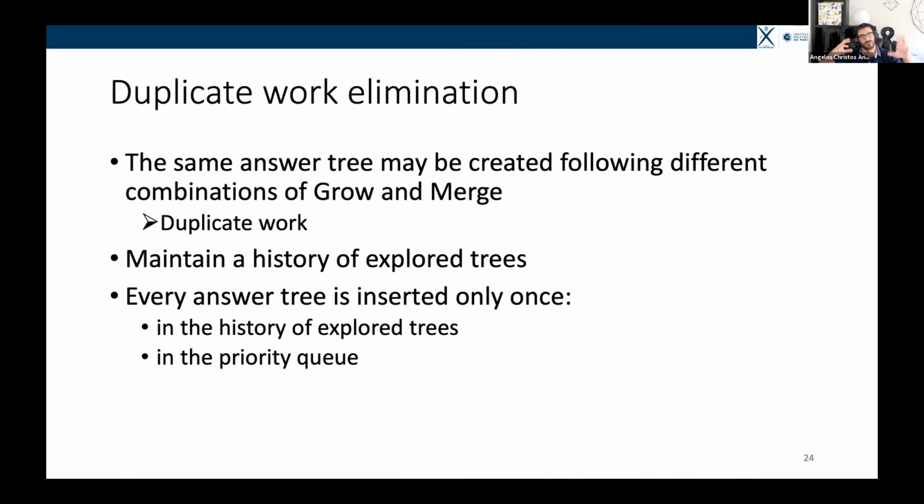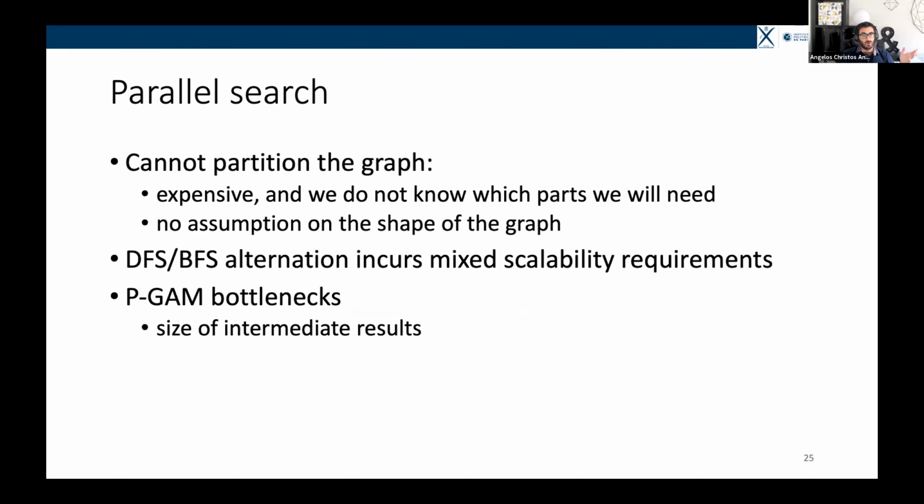So here the idea is that since we don't know exactly where we're going, we are starting from different parts of the graph, and we are creating trees. Then we may end up looking at the same tree several times. For this reason, we maintain a history of the explored trees, and when we examine an answer tree, we put it effectively in the priority queue only if it has not been explored before. So in order to do a parallel search, this becomes our bottleneck, because this history grows too large, as well as the priority queue, and this becomes the main bottleneck that we have.